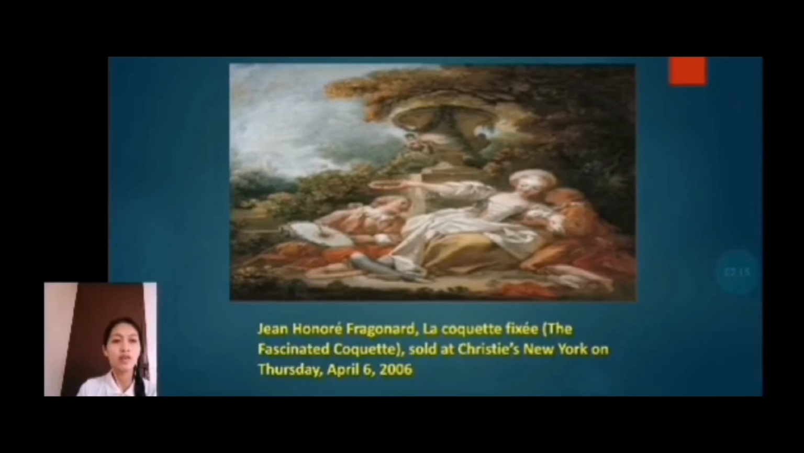So this is one of the artworks of the Rococo period, The Fascinated Coquette, sold at Christie's New York on Thursday, April 6, 2006. And the artist of this artwork is Jean-Honoré Fragonard.